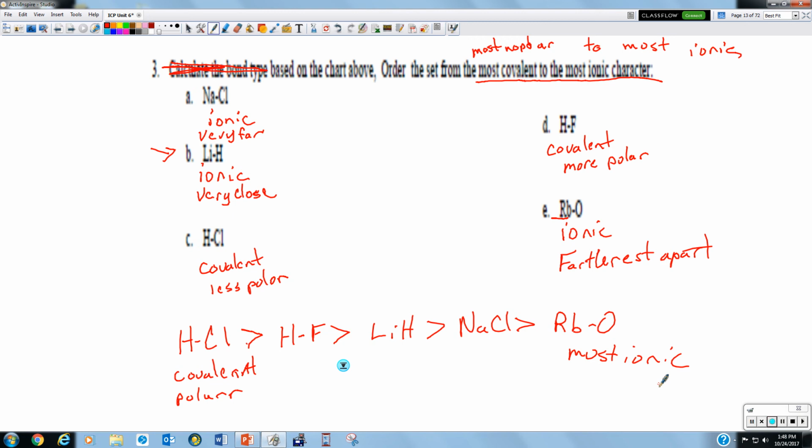All right, so I probably shouldn't use the greater than, less than signs here. I'm just trying to say that hydrogen chloride is more covalent than hydrogen fluoride. Hydrogen fluoride is more covalent than lithium hydride. Sodium chloride is more ionic than lithium hydride, and rubidium oxide is more ionic than sodium chloride.